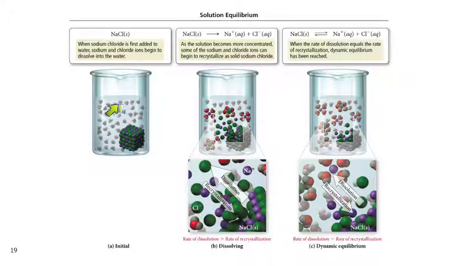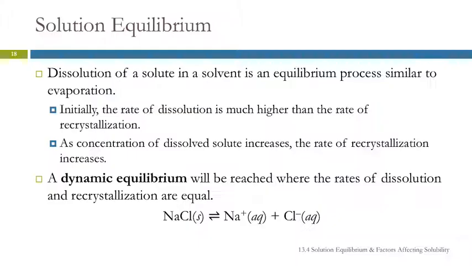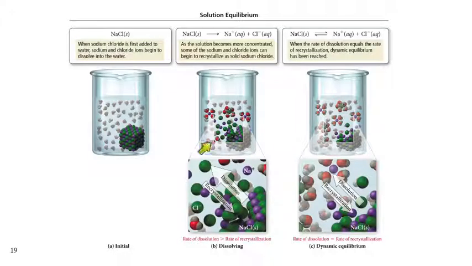Because at first there's nothing in solution to recrystallize, but here you have your sodium chloride crystal, and so some of that's going to dissolve. As the concentration of dissolved solute increases, then the rate of recrystallization increases. And that will continue to change until we get a dynamic equilibrium where the rate of dissolving and the rate of recrystallizing are equal. So that's illustrated here.